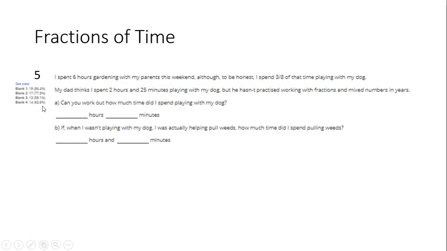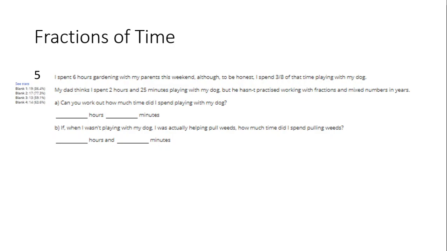Let's go through this. I spent 6 hours gardening with my parents on the weekend, although to be honest, I spent 3/8 of that time playing with my dog. My dad thinks I spent 2 hours and 25 minutes playing with my dog, but he hasn't practiced working out with fractions and mixed numbers in years. So if you don't practice it, you lose practice, you forget what you're doing. So let's see if we can work this out.